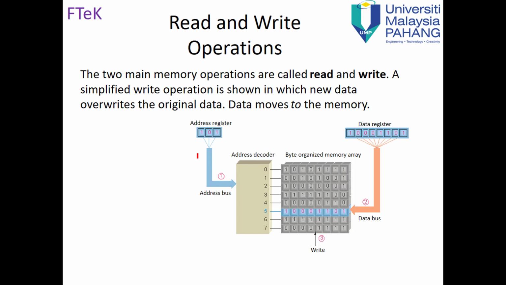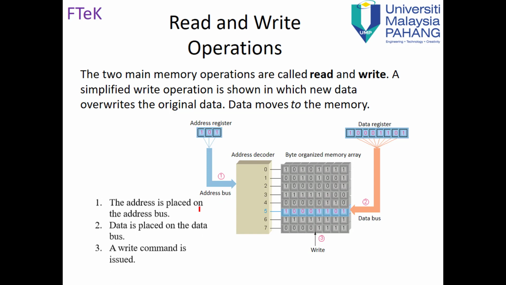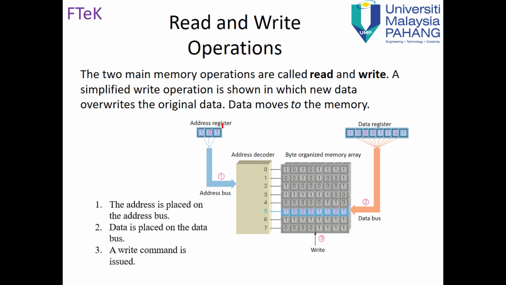A simplified write operation is shown in which new data overrides the original data. Data moves to the memory in several steps. So first we decide the address, then we decide the data to be put in the memory, and then the control unit is giving the write. Okay, so you remember we have inside the CPU there is the control unit. This decides read or write. We have the address bus and the data bus.